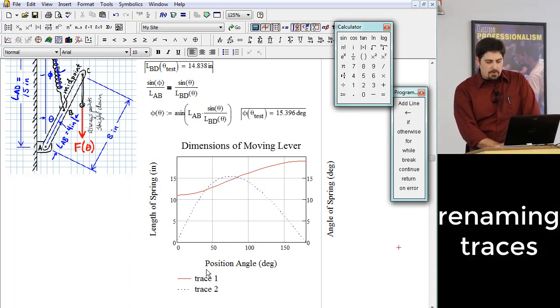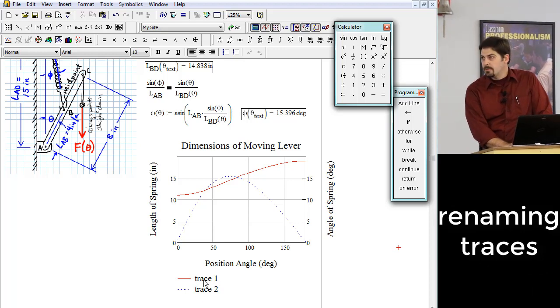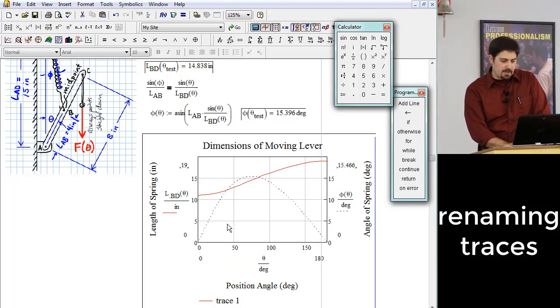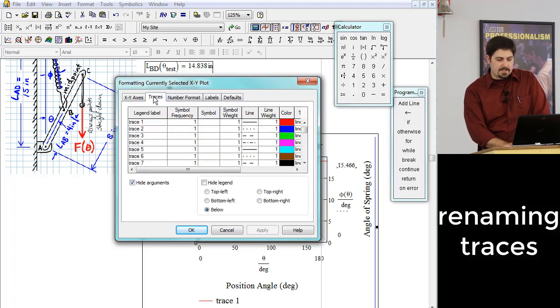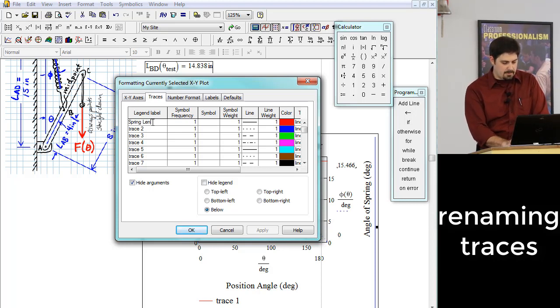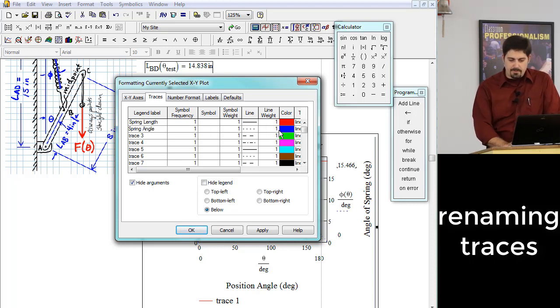Do you like this saying trace 1 and trace 2? Okay, we can change those as well. Under traces, we can go in and name these things. Okay, so you might say spring length, and you might say spring angle. Okay, what else can you do in here?